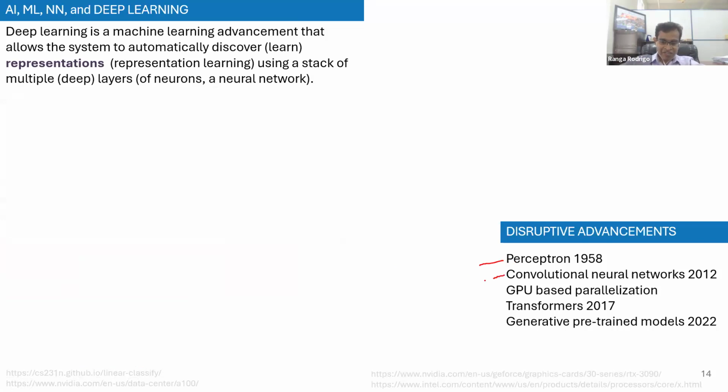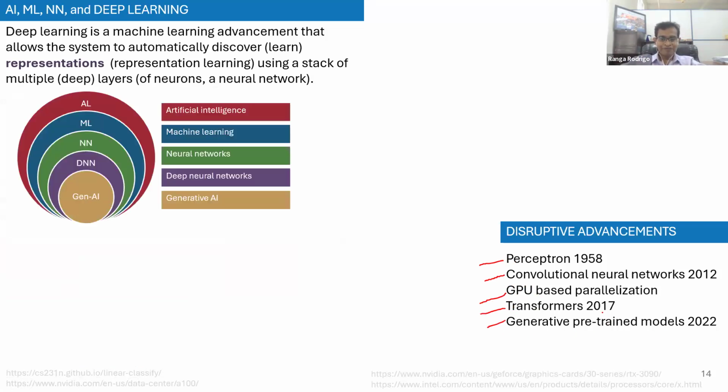Then, as I mentioned, convolutional neural networks came into the mainstream in 2012 with the AlexNet paper. And this showed how to use GPUs for parallelization, graphics processing units. I'll show you pictures of them. Then the transformers were introduced in 2017, and GPT, ChatGPT came in 2022.